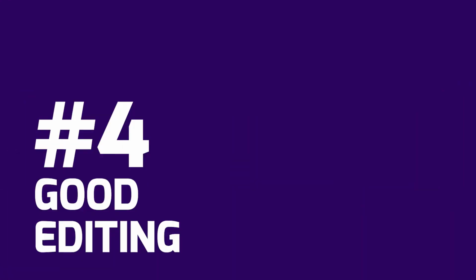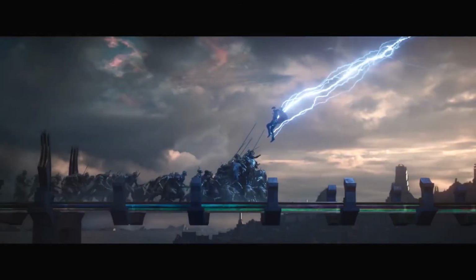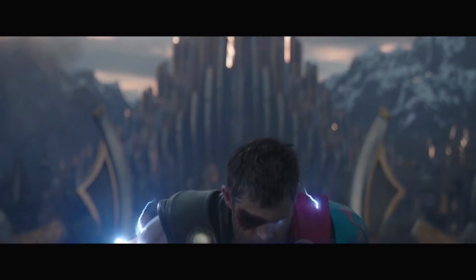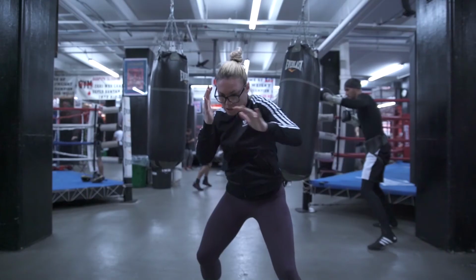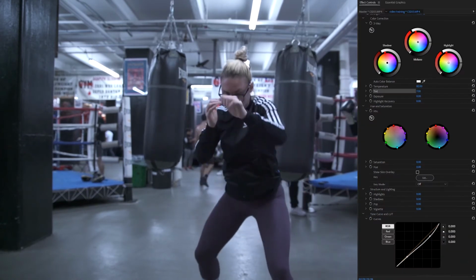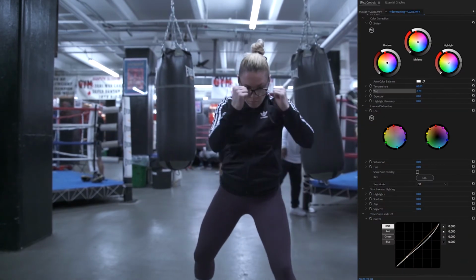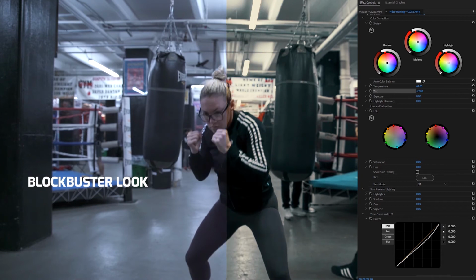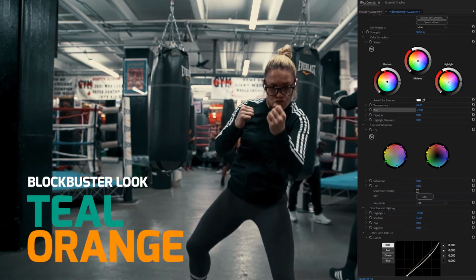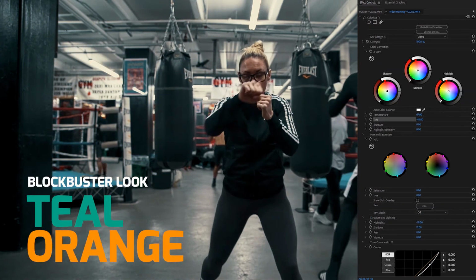And number 4, good editing. So in this entire video, we've been talking about the cinematic look. So if you're wondering how they do it in Hollywood films, well, they do it by creating color contrast. So they create color contrast by manipulating the colors in post-production. They have a common trend in all Hollywood films. They call this the blockbuster look, or they also call it the teal orange look. These two colors complement each other.